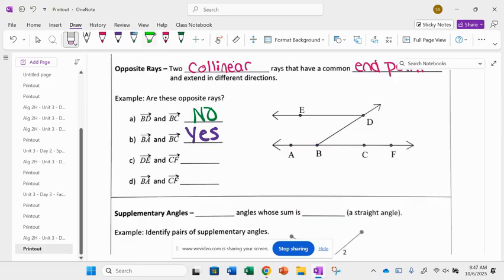Next one, ray DE and ray CF. So these are going in opposite directions, but they're not opposite rays. Why not? For two reasons. They're not opposite rays for two reasons. Jonah? They're not collinear, perfect, and what else? Stella? They don't have the same endpoint, so this is a no.